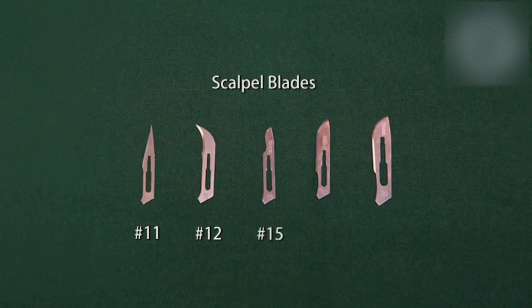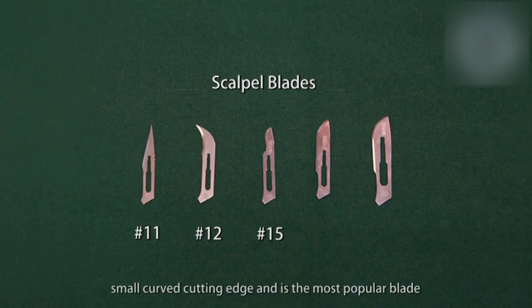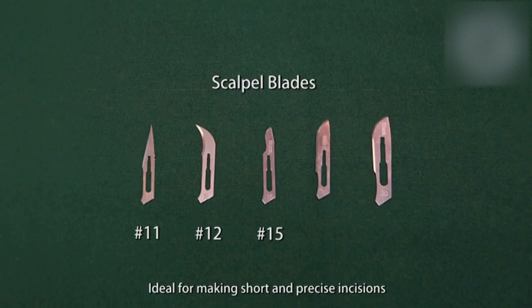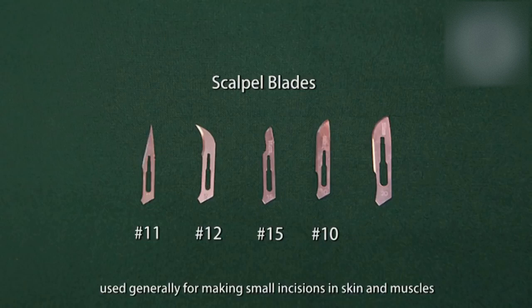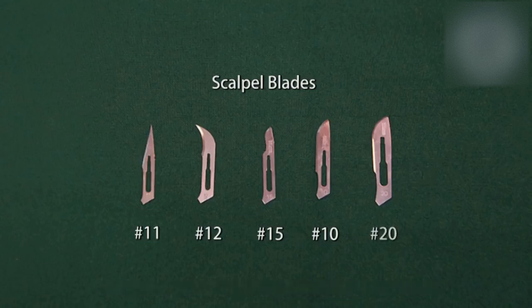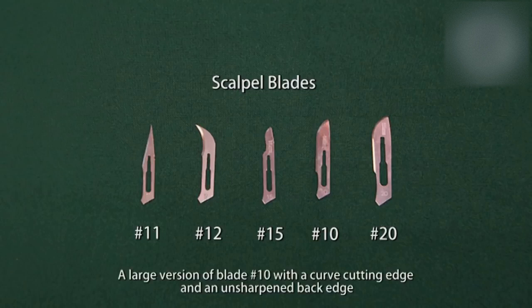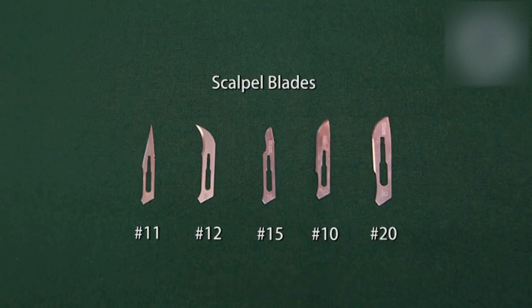Blade number 15, small curved cutting edge, and the most popular blade, ideal for making short and precise incisions. Blade number 10, used generally for making small incisions in skin and muscles. Blade number 20, a large version of blade number 10 with a curved cutting edge and an unsharpened back edge, used for orthopedic and general surgical procedures.